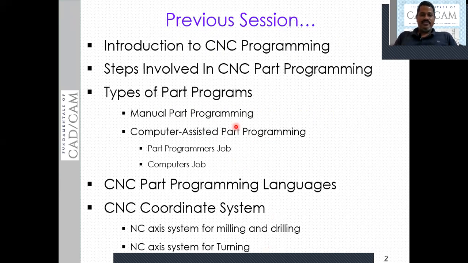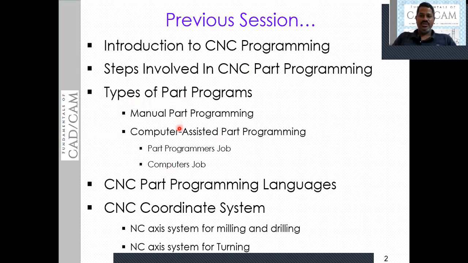In the last session, we discussed the introduction to CNC part programming, in which we saw the different steps required to write a part program. Then we also discussed the importance of part programs, and the advantages and disadvantages of CNC part programming. We also discussed the types of part programs.